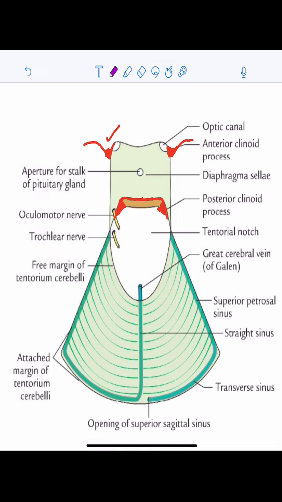Now these are the margins of the tentorium cerebelli. So this is the attached margin of tentorium cerebelli. What is marked in violet color is the attached margin of tentorium cerebelli. So it is attached to the superior border of the petrous part of temporal bone, and it is attached to the posterior clinoid process. So the attached margin of tentorium cerebelli is attached to the posterior clinoid process.